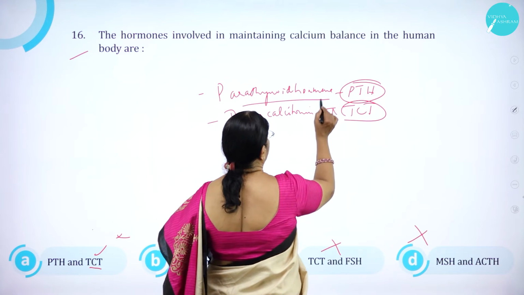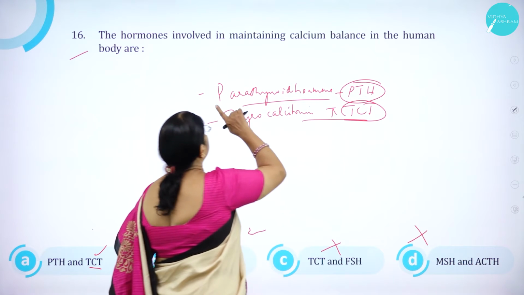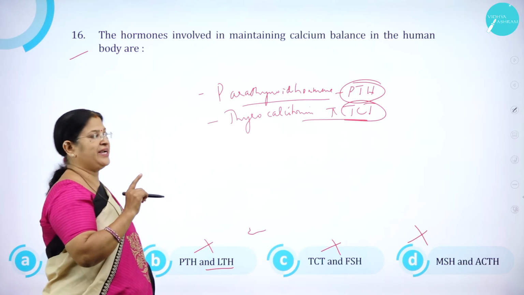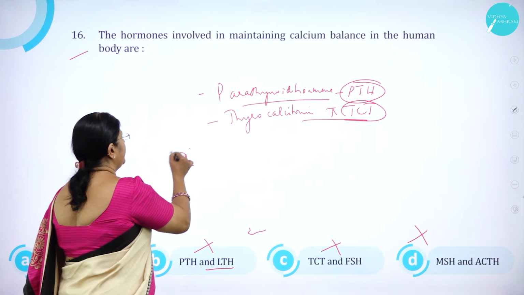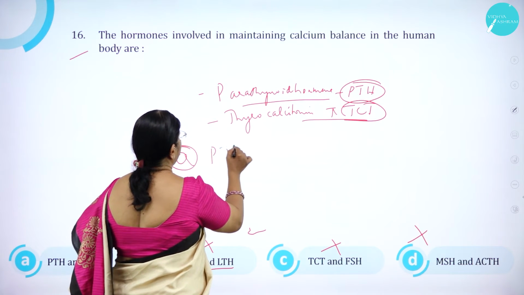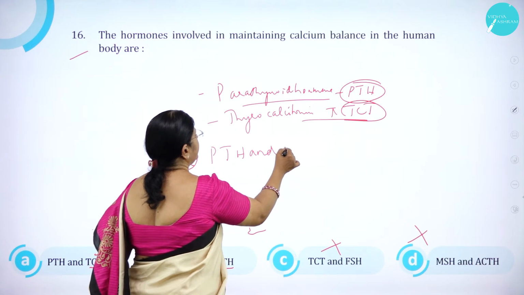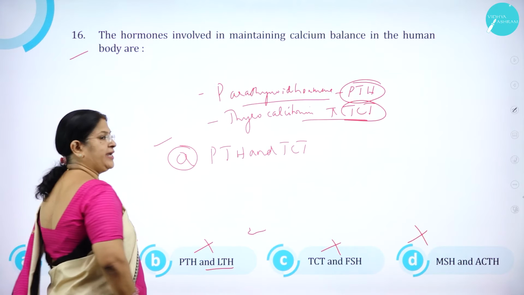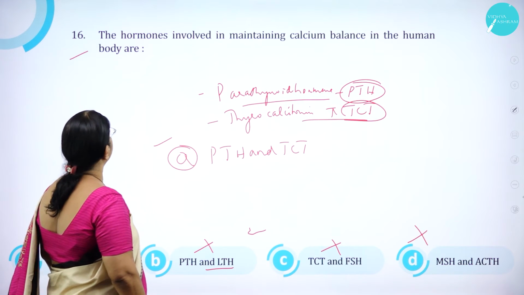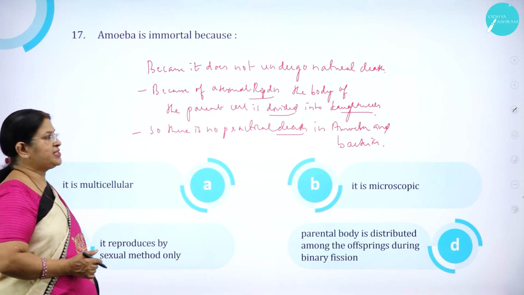So parathormone and thyrocalcitonin are the two hormones involved in maintaining calcium balance in the blood. So option A is correct. That is PTH and TCT is the correct option. So option A is correct. Moving on to question number 17.